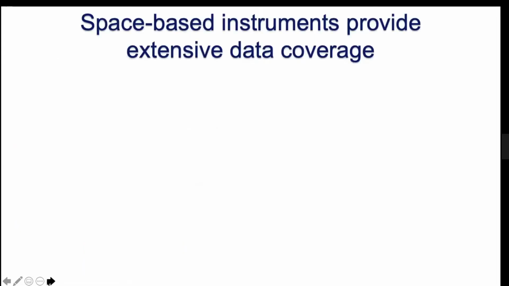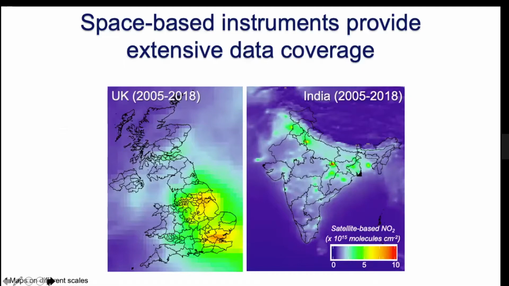Now, these space-based instruments provide us with extensive data coverage. Here I show heat maps for both UK and India, and I have averaged out the satellite-based nitrogen dioxide level for 2005 to 2018. So it's 14-year data, where the shades of yellow and orange are showing the high levels of nitrogen dioxide, and the cooler shades show the low levels of nitrogen dioxide. Such maps are helpful to identify the hotspots of nitrogen dioxide pollution.